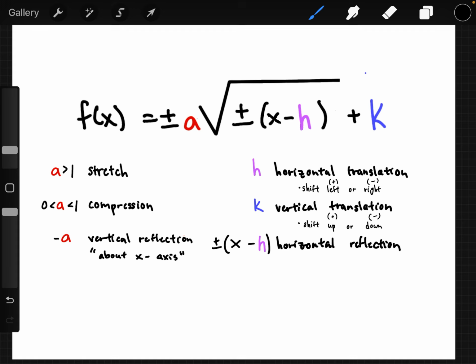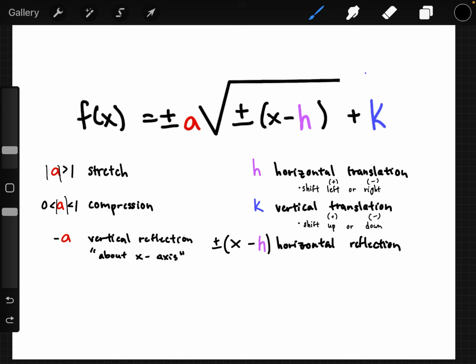Now for transformations, this is the general form of the square root function. F of x is equal to positive or negative a times the square root of positive or negative x minus h, plus k. So the a value will indicate a stretch or compression. If a is greater than 1, it's a stretch. If it's greater than 0 but less than 1, it's a compression. And these are the absolute values of a. And if a is negative, if there's a negative sign here, then there's a vertical reflection, which can be written as a reflection about the x-axis.